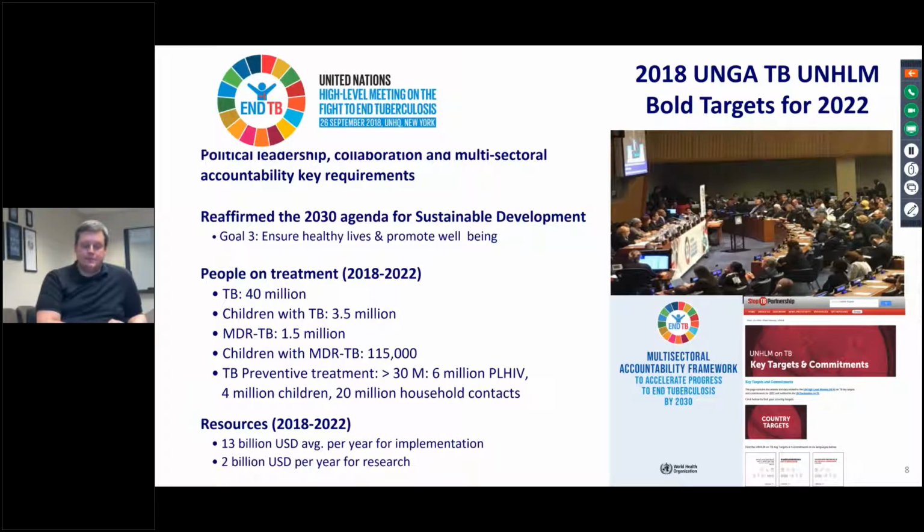In May of 2019, WHO finalized the multi-sectoral accountability framework to accelerate progress to end TB by 2030.